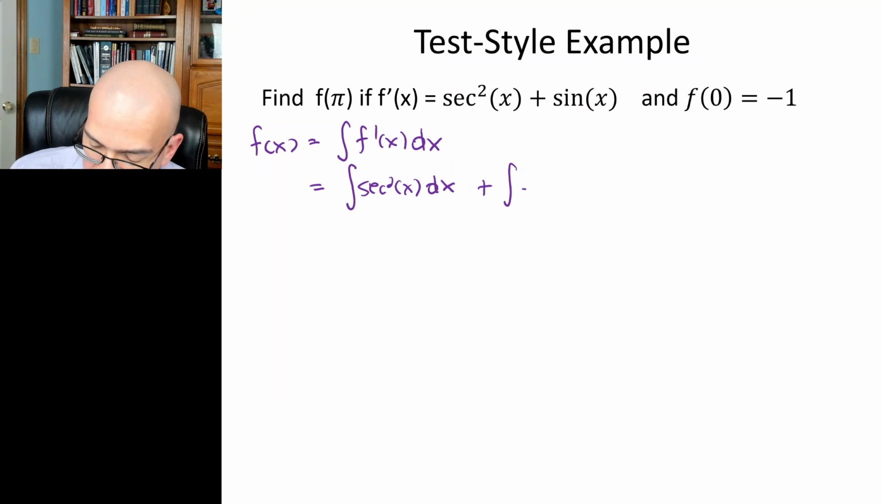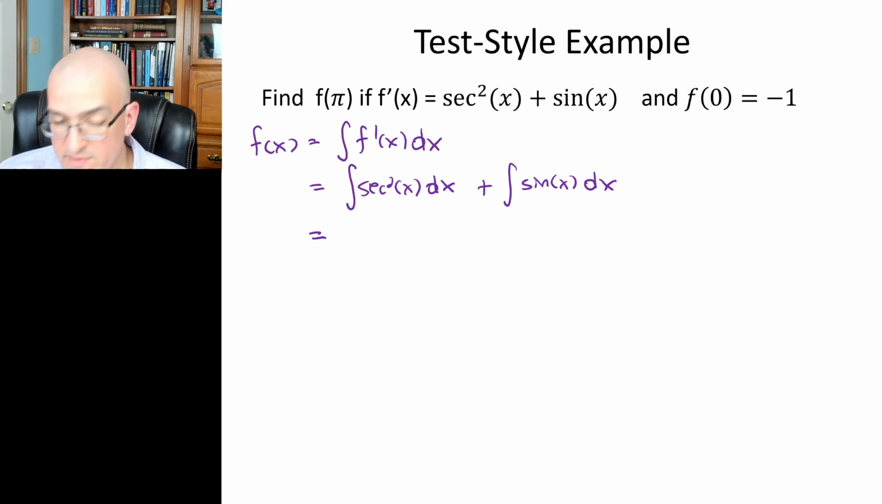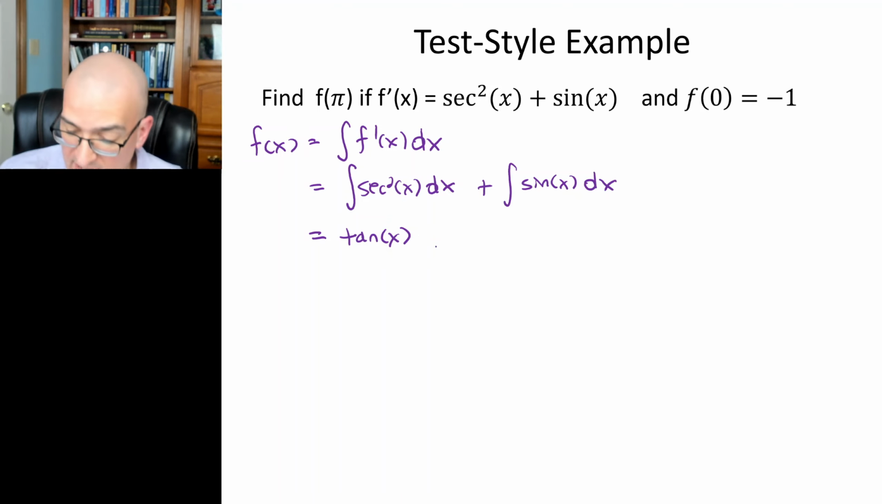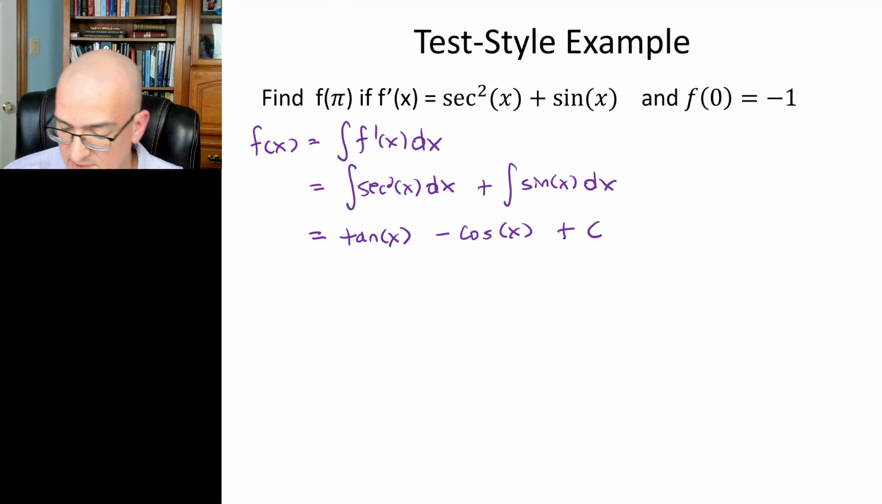plus the antiderivative of sine of x. So antiderivative of secant squared is tan. Derivative of tan of x is secant squared. Antiderivative of sine is negative cosine. And we get a plus c.